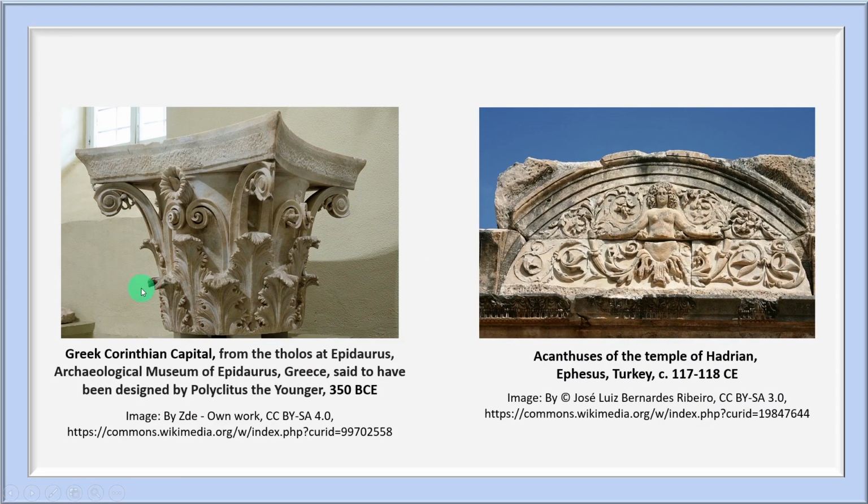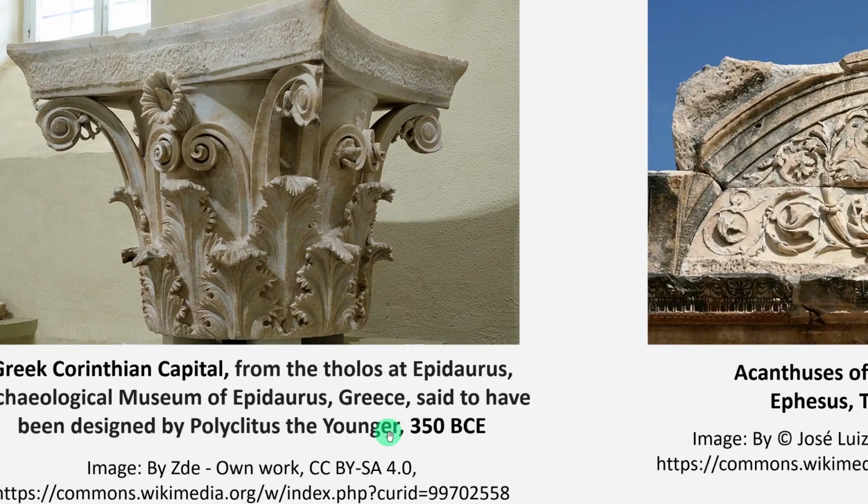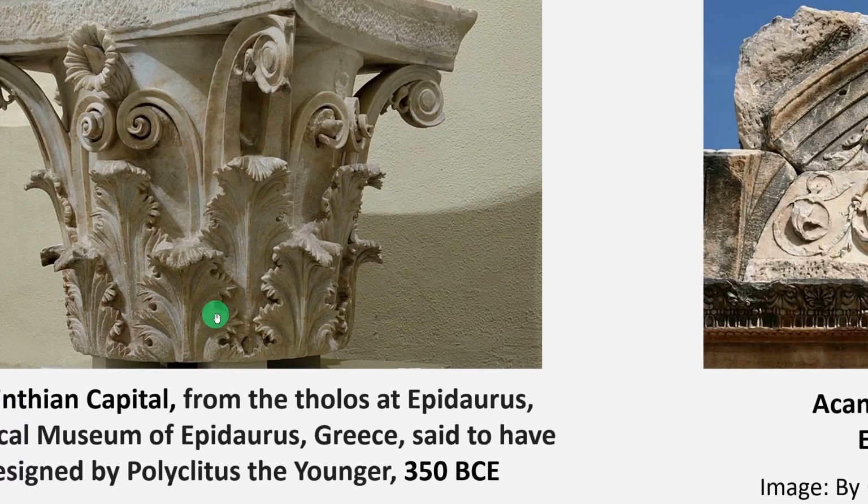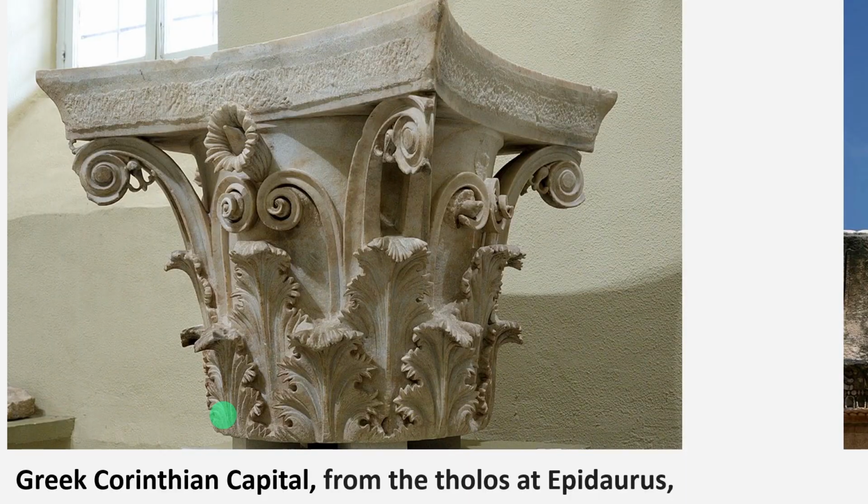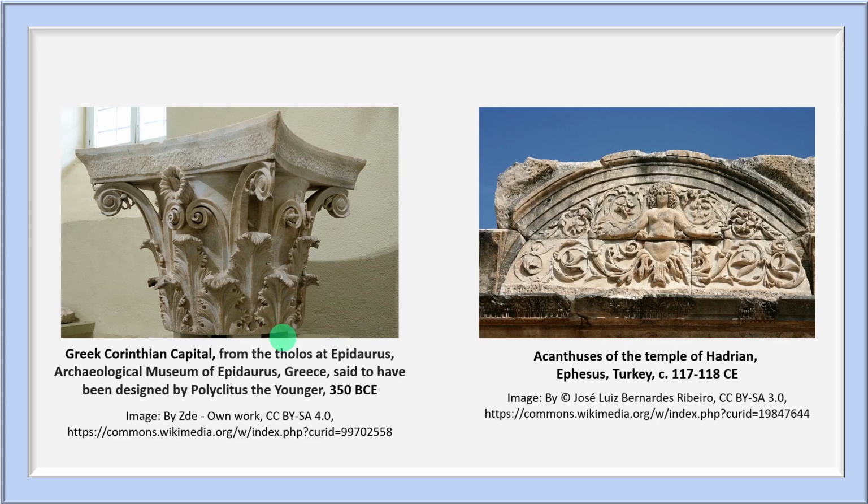Here we are looking at a Greek Corinthian capital from the Tholos at Epidaurus. This is in the Archaeological Museum of Epidaurus, Greece. And this is said to have been designed by Polykleitos the Younger, who was a famous artist, basically a sculptor and an architect from ancient Greece. You can see the deeply cut leaves. Each and every cut made with a lot of precision. This is dated around 350 BCE.